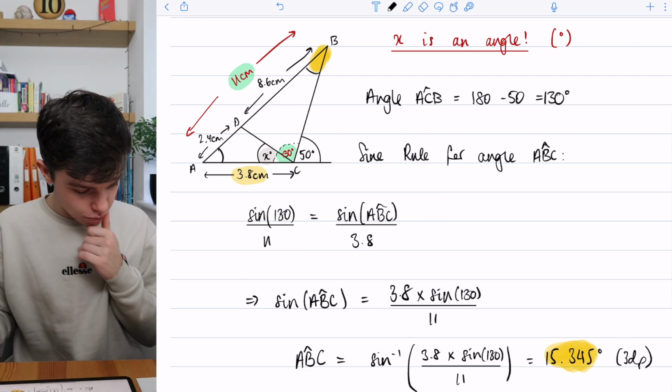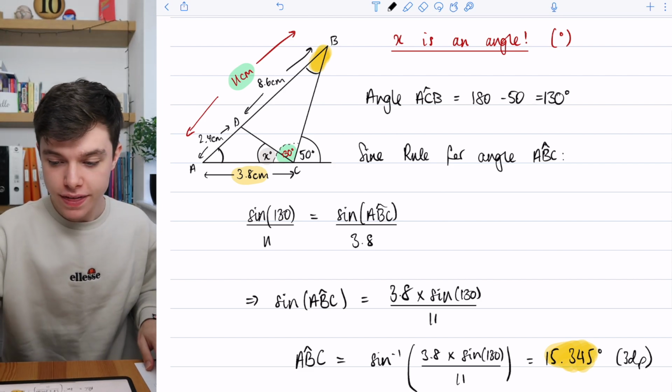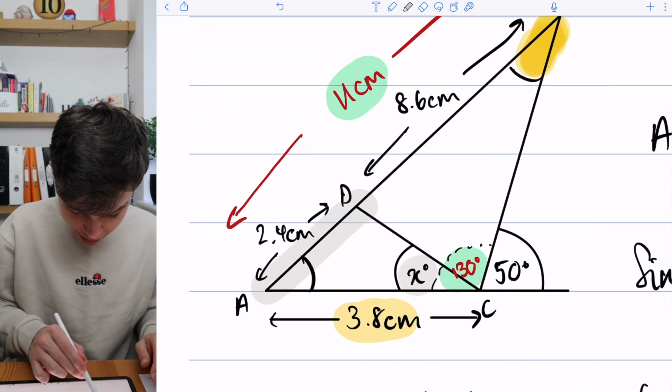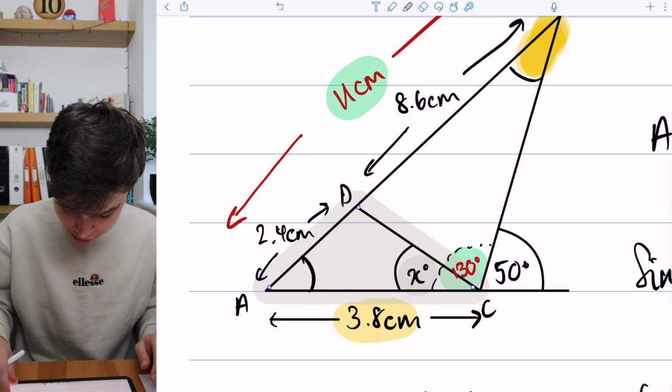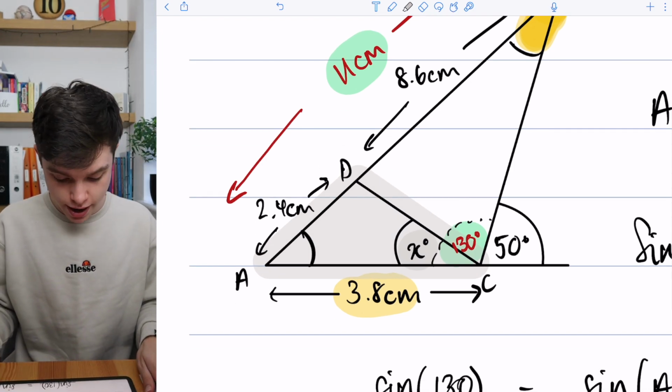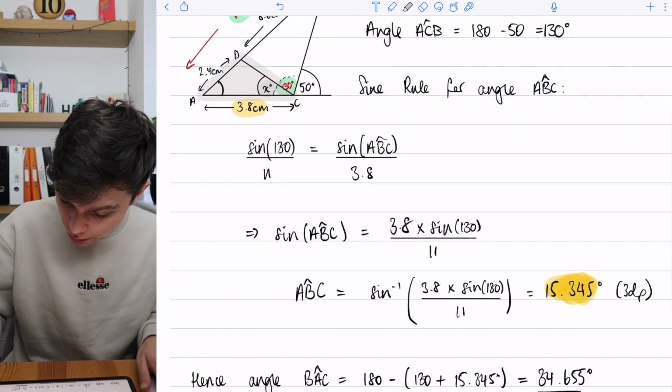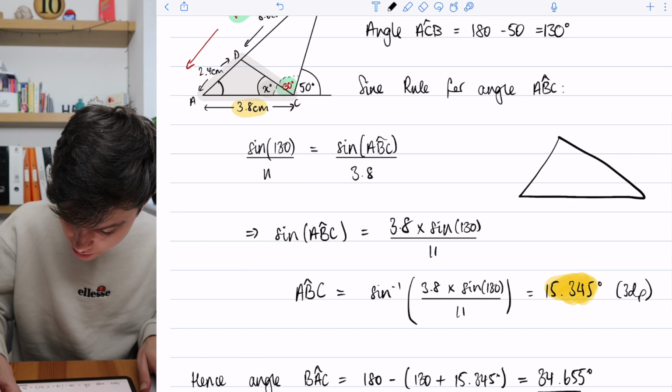Okay, so what can we do now? Well, if we think about it, what we have now in just this triangle here, I know it's getting a bit messy, but I just want to focus on that shaded triangle there. In fact, I might even draw the triangle out again. Let's do that. We have this triangle here.